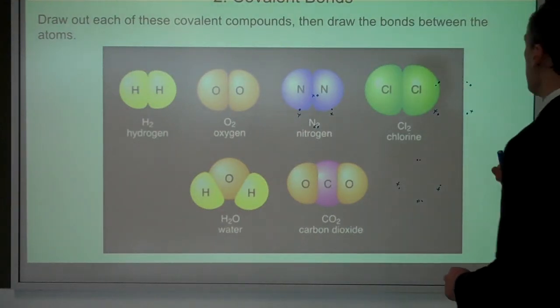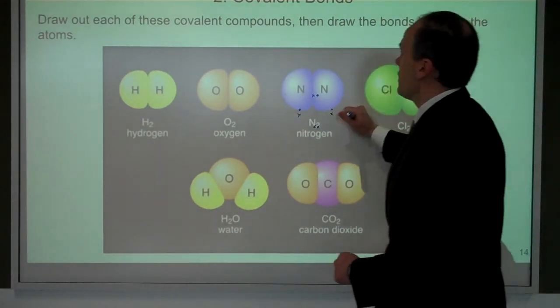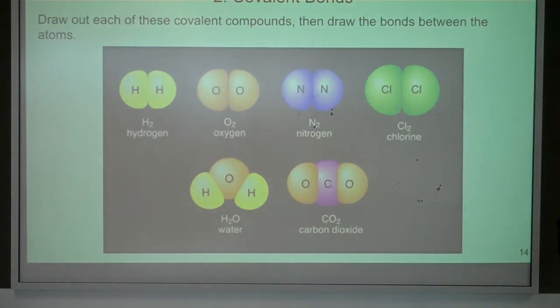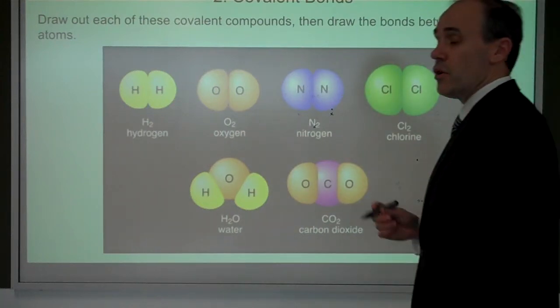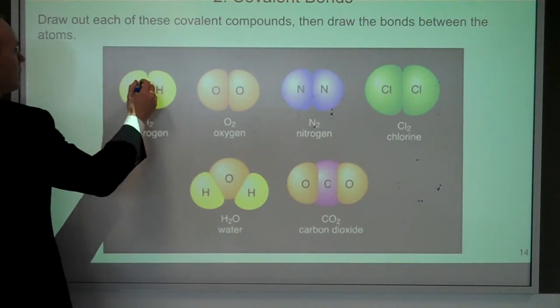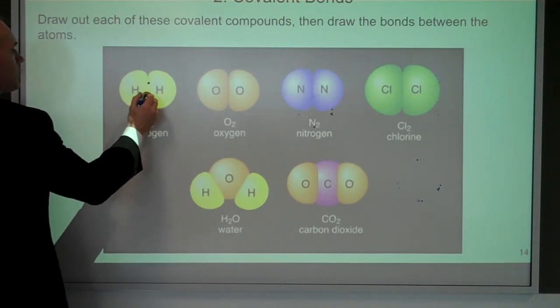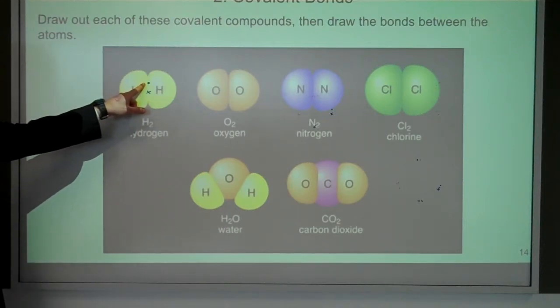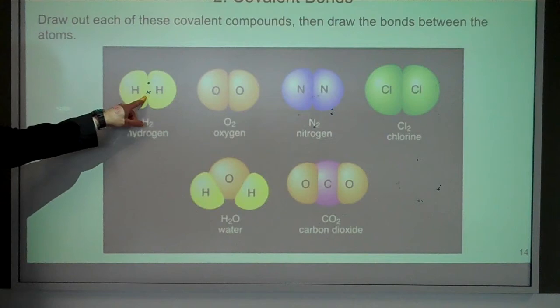Draw out these covalent compounds, then draw the bonds between the atoms. Okay? So, I'll do the first one with you. What group is hydrogen in? 1. So, it has 1 valence electron, and this hydrogen has 1 valence electron, and there's your covalent bond. It has 1, so it shares 1.